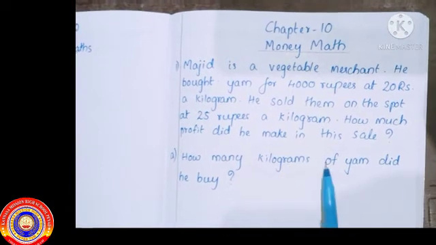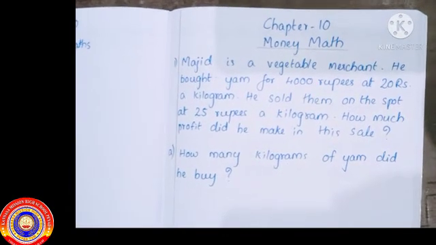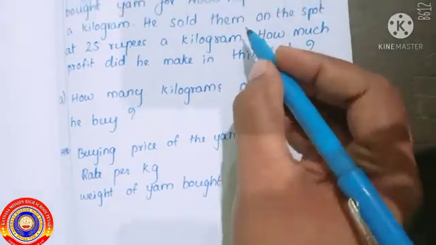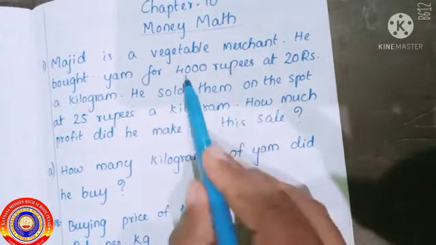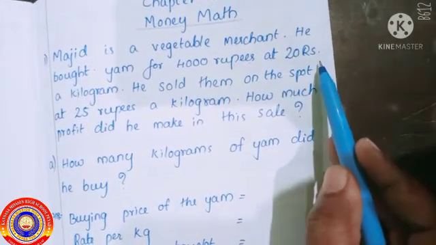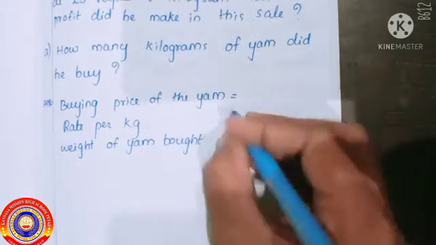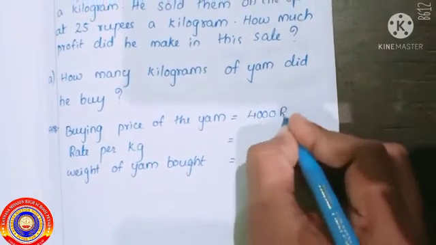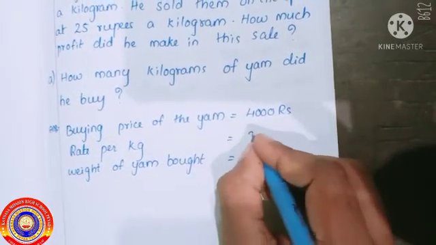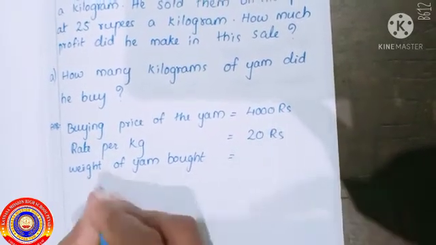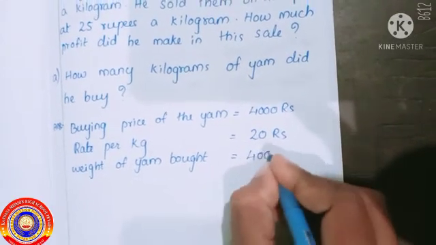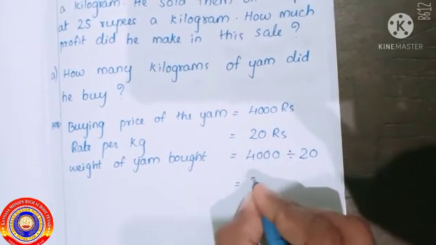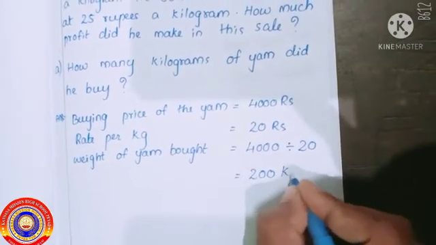So the first question is, how many kilograms of yam did he buy? Here the buying price of the yam is 4,000 rupees. Majid had bought the yam for 4,000 rupees at 20 rupees per kg. So the buying price of the yam is equal to 4,000 rupees and the rate per kg is equal to 20 rupees. Now we have to find the weight of the yam. So the weight of the yam he bought is equal to 4,000 divided by 20, that is equal to 200 kg.